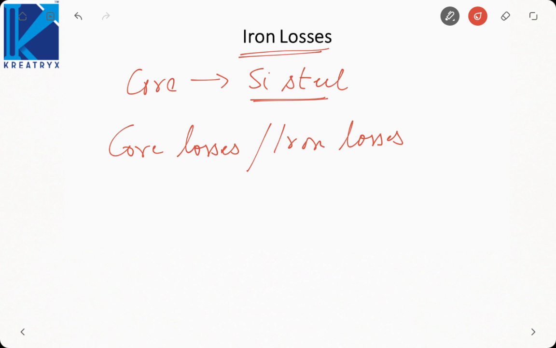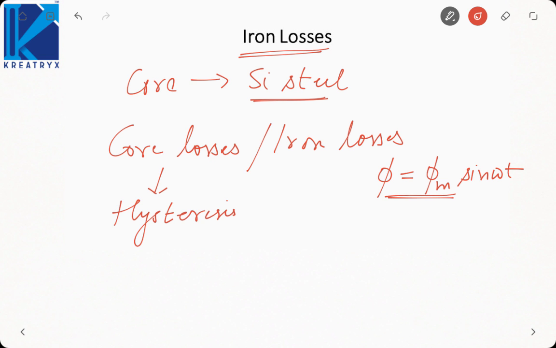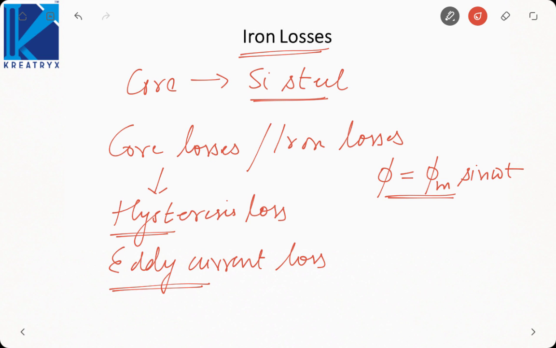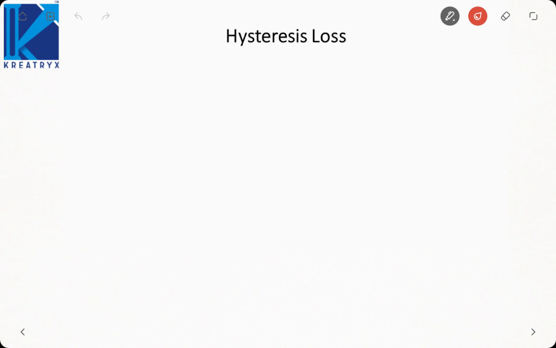As we saw, the primary winding creates a flux in the core of the transformer, and that flux has an alternating nature. I told you phi is equal to phi m sin omega t. So, this flux is alternating in nature, due to which there will be two type of losses in the core. One will be hysteresis loss, other will be eddy current loss. These two type of loss occur in the core of the transformer due to the alternating flux set up by the primary winding of the transformer. So let us first consider the hysteresis loss.